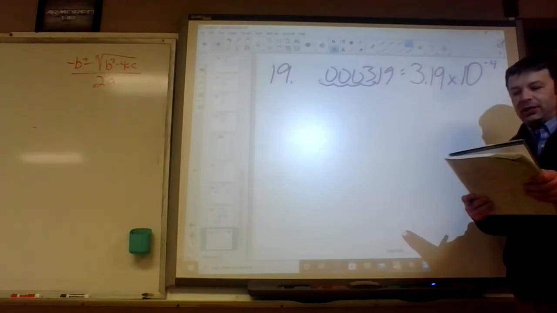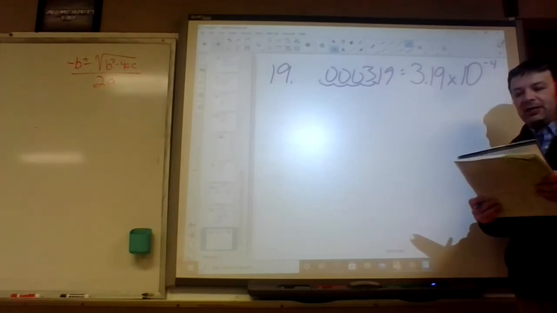Okay, on 20, it says express blah blah blah in standard notation.